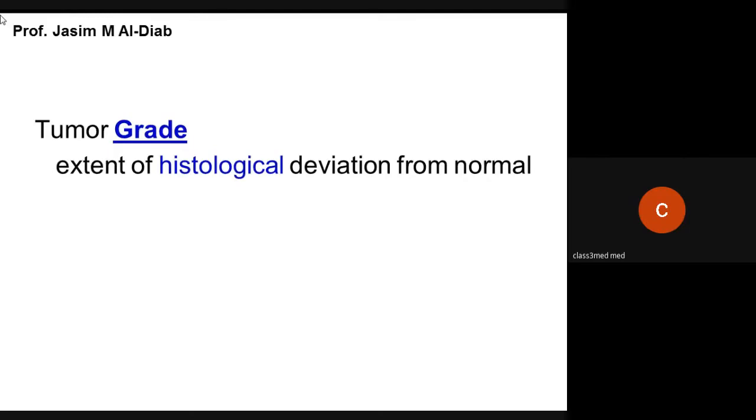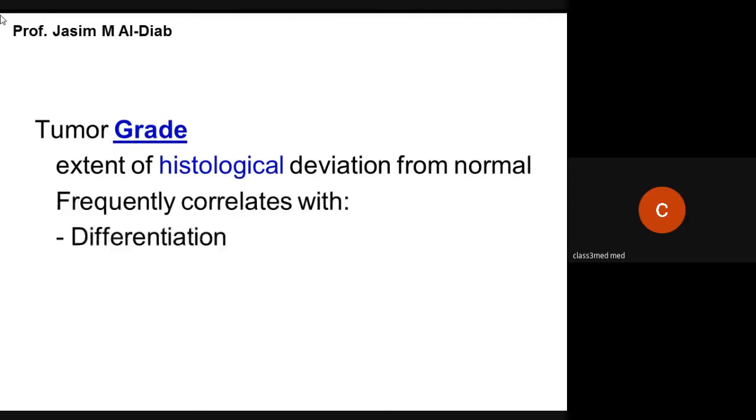So it is directly related to the degree of differentiation. And it is also related to the potential aggressiveness of the tumor. To which extent the tumor is aggressive, this is called potential aggressiveness of the tumor.